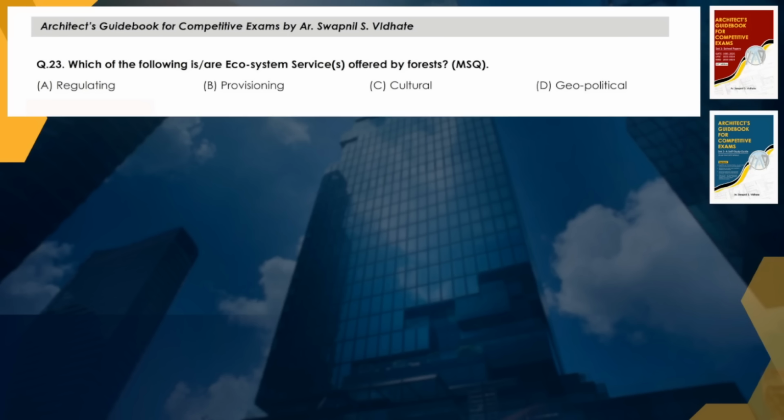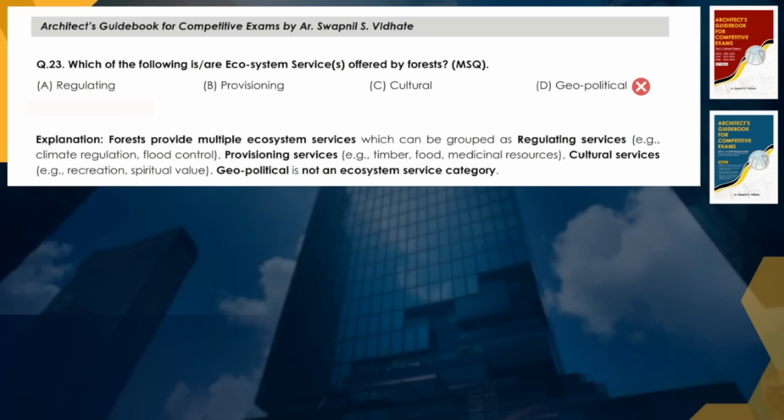Question 23. Which of the following is or are ecosystem service or services offered by forest? Multiple select question. Option A, regulating. Option B, provisioning. Option C, cultural. Option D is geopolitical. Now you can see that forests provide multiple ecosystem services which can be grouped as regulating services. For example, forests regulate our climate, they regulate our flood, as well as they offer provisioning services. For example, forests provide us the timber, food, medicinal resources, etc.